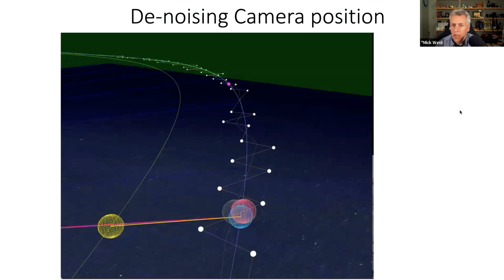Okay, so we have to denoise it. We have to smooth it out. We have to get into something usable. This here is the data from the camera position.